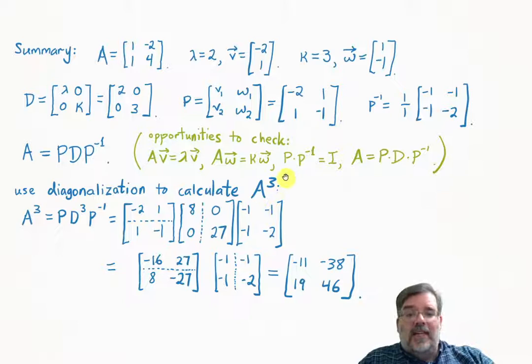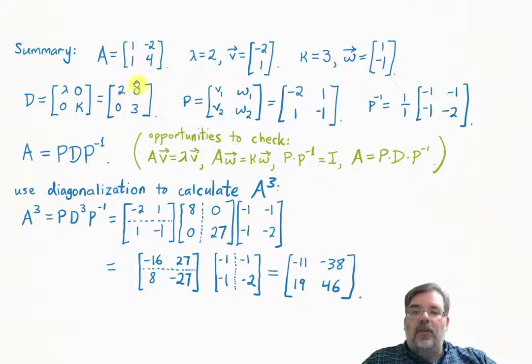So how would you use this to calculate A cubed? In this case, A cubed would be P times D cubed times P inverse. To calculate the cube of a diagonal matrix, I'm going to cube these two entries, raise them both to the third power. 2 cubed is 8, while 3 cubed is 27. And now we just have to multiply P times D cubed, doing my row and column partition, calculate those dot products, and you'll get this.